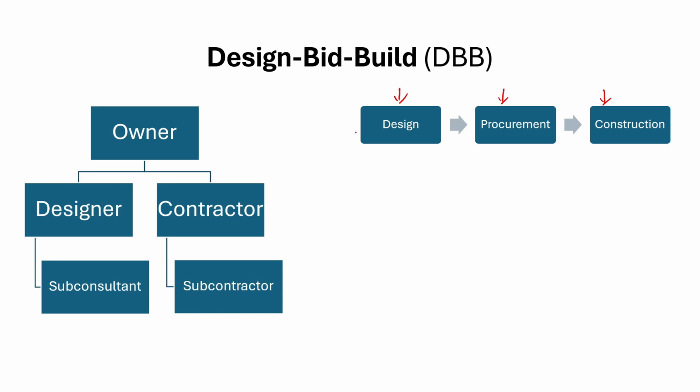We can look at an example to understand what design bid build actually is. So let's make up an example of public school construction. Here, the owner will be, let's say, a city government, and the city government plans to build a new public high school to accommodate the growing population.